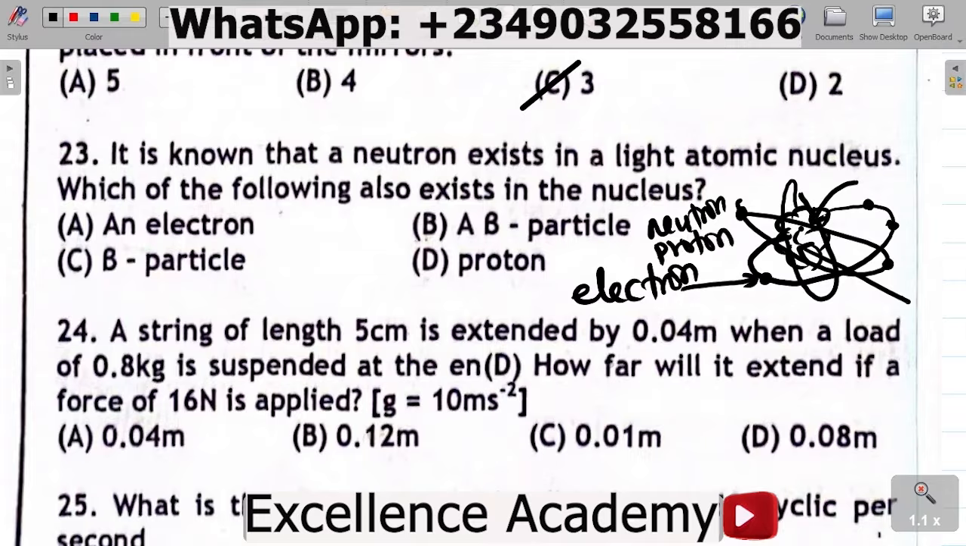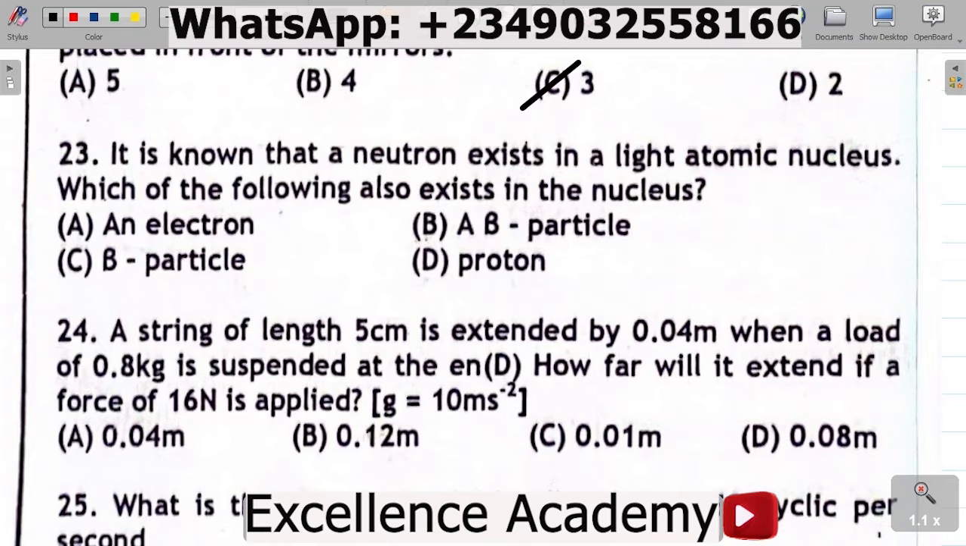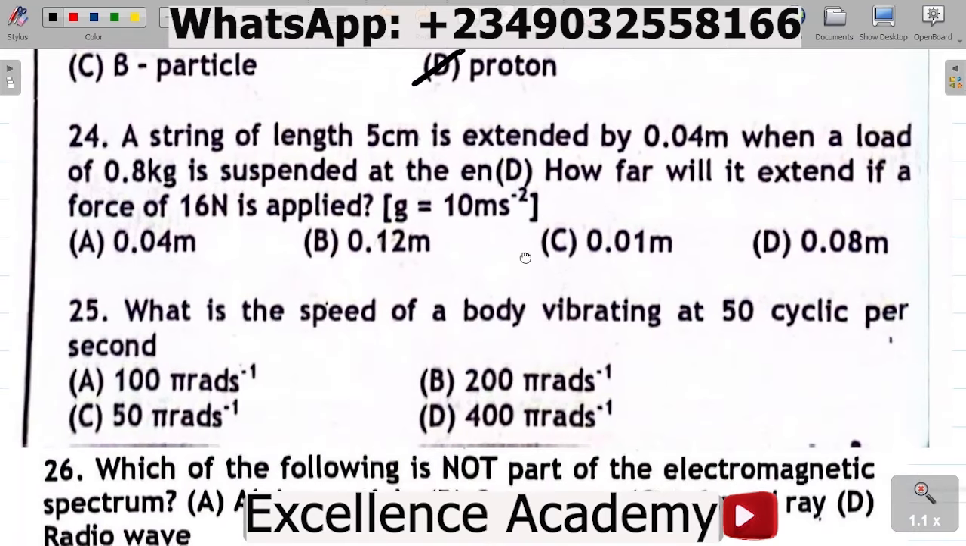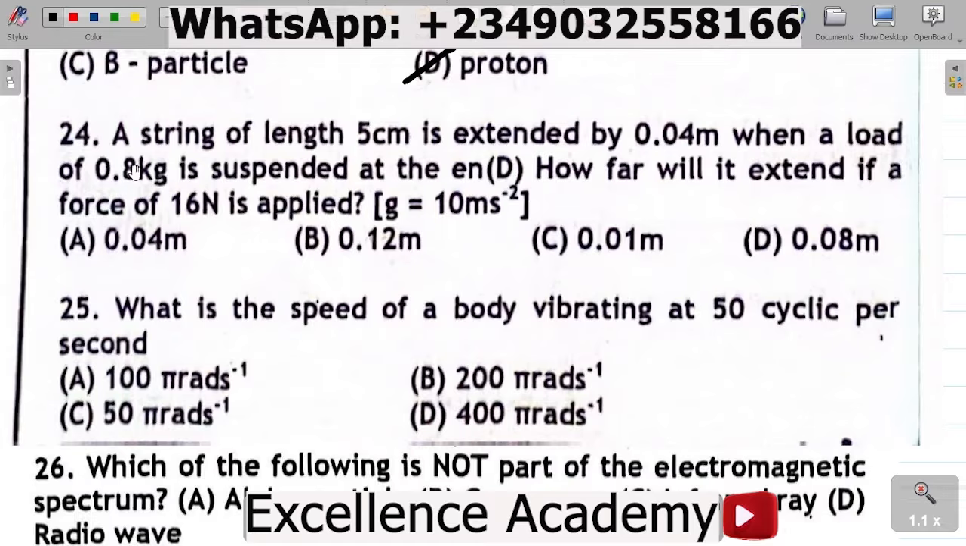So considering our options there, you can say that there's no neutron, but they mention proton. So in essence, for this question, the answer is proton. But you want to know that the atomic nucleus contains both proton and neutron. But since neutron is not here, we'll take just proton. So the answer there is proton. That's the correct option.